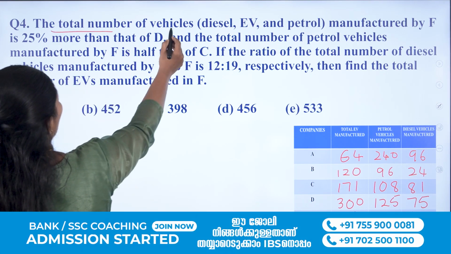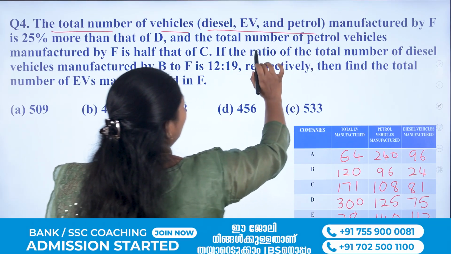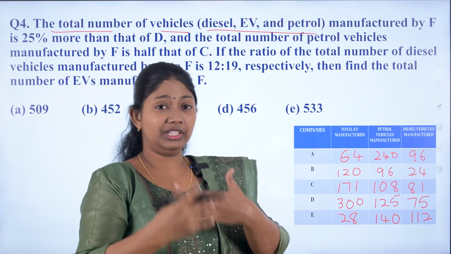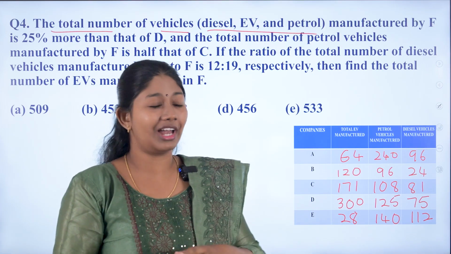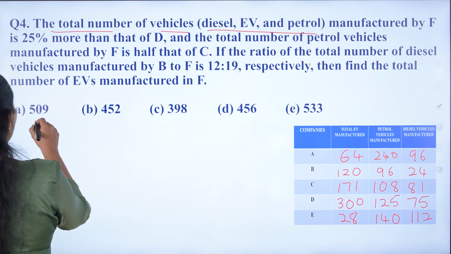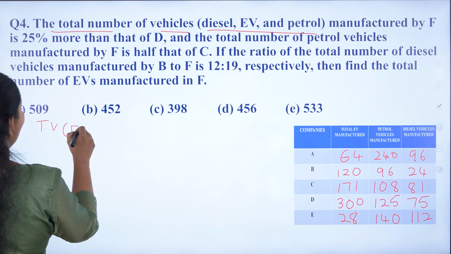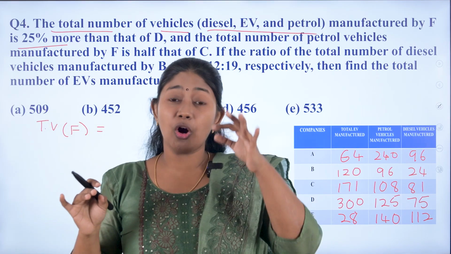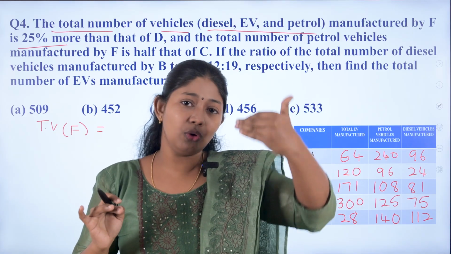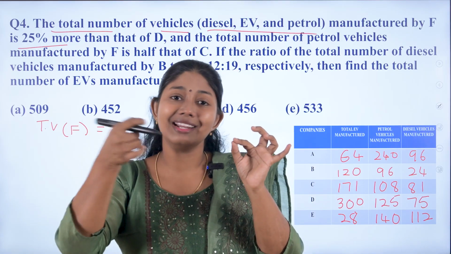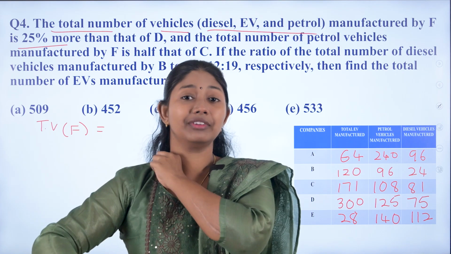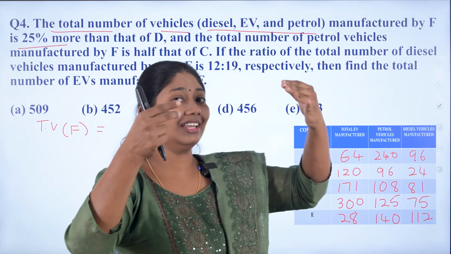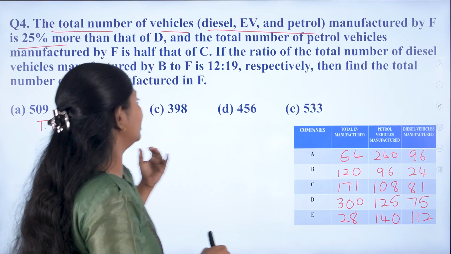So, total number of vehicles, that is, we know all the three, manufactured by F. So, F is not given. So, they will be giving some data to find out the F. So, total vehicles manufactured by F is 25%. See, while doing DI or comprehensive DI, just don't read the whole question. Read one line and start decoding it, because we don't have time. So, you have to be active. That means while reading itself, you have to just decode each and every line.